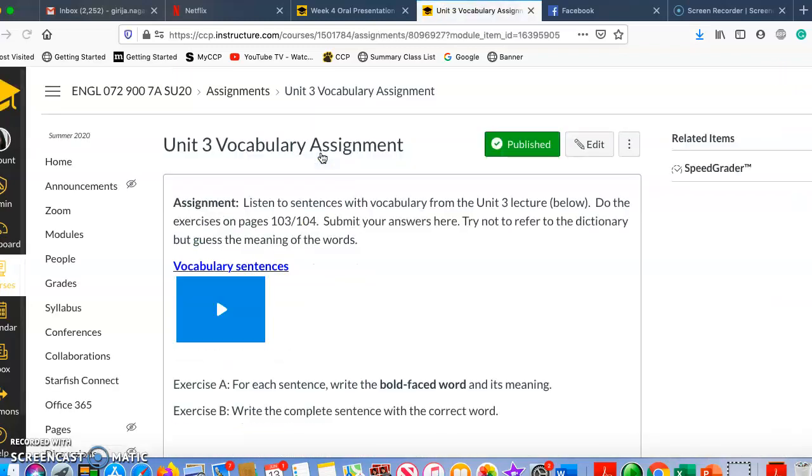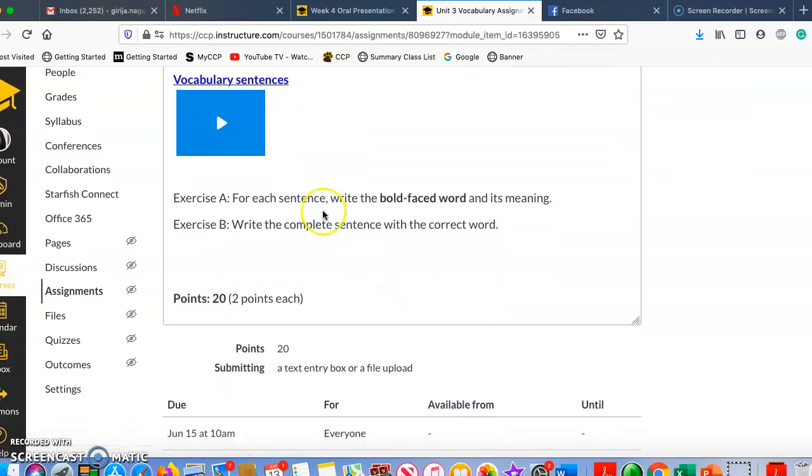So go here, and I would like you to listen to each of these sentences that I put here, and it's on page 103, 104. That's the exercise I want you to do. So for exercise A, just write the meaning, the bold-faced word and its meaning. And for exercise B, I want you to write the complete sentence with the correct word that is given in that little square, the block. Okay, just pick the correct word and put it there. So please do this exercise before we meet on Monday.